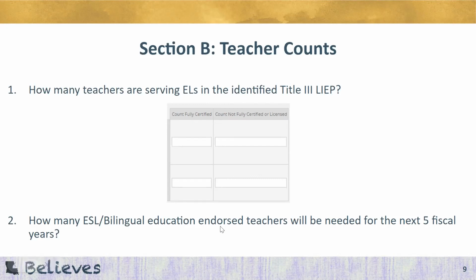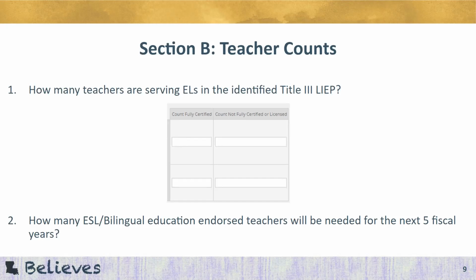And then how many ESL bilingual education endorsed teachers will be needed for the next 5 fiscal years? So you're guessing, you're kind of saying, all right, right now I have 3. I have 125 students. My population continues to grow. So over the next 5 years, I'm going to need 3 more. So don't count the ones that are already in place, count who you're going to need. And so you do kind of have to have like a crystal ball and figure that out.